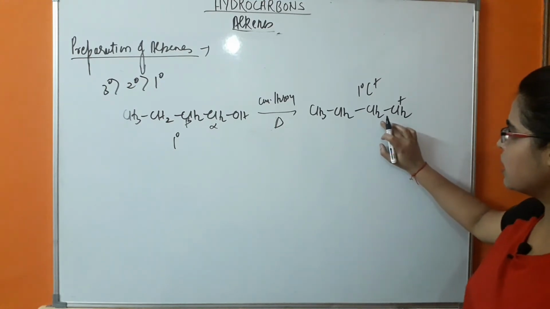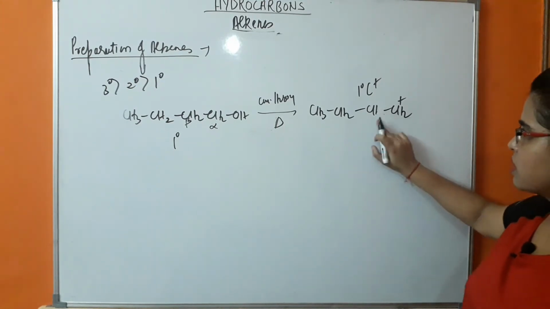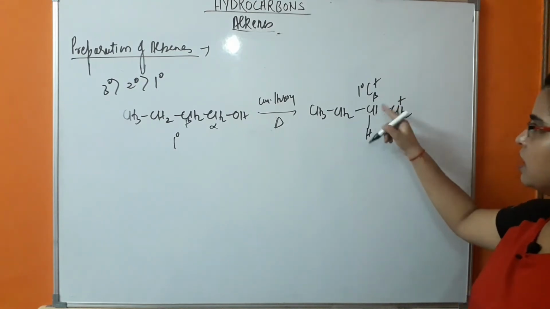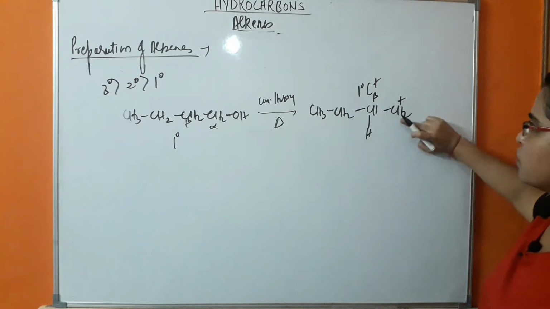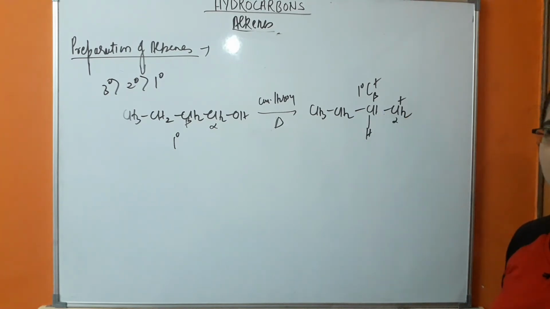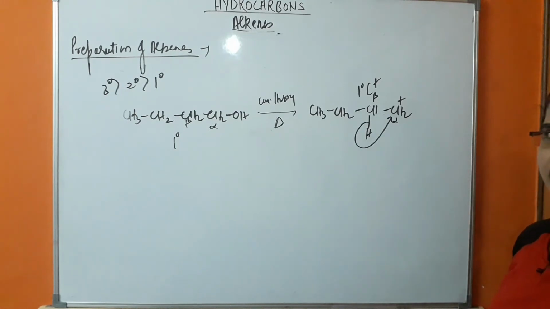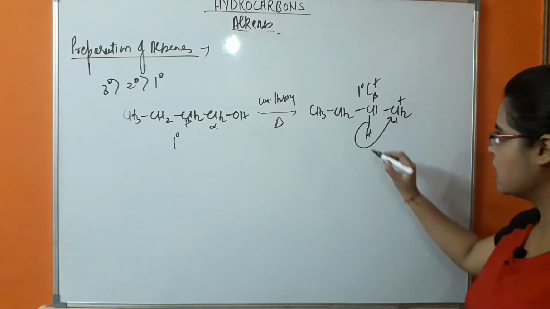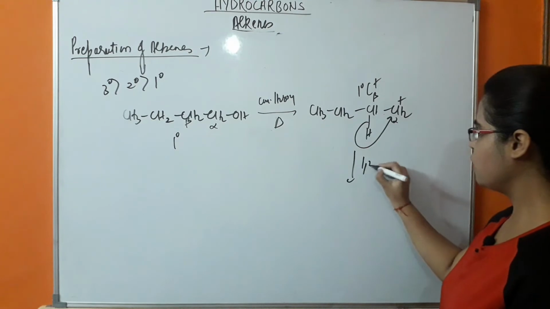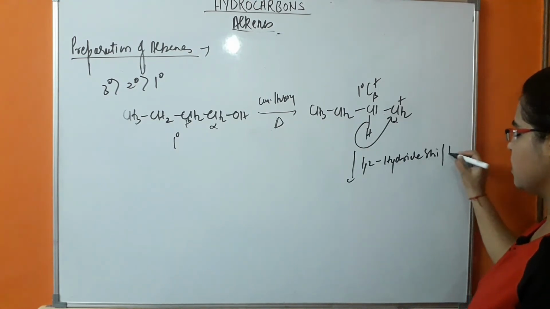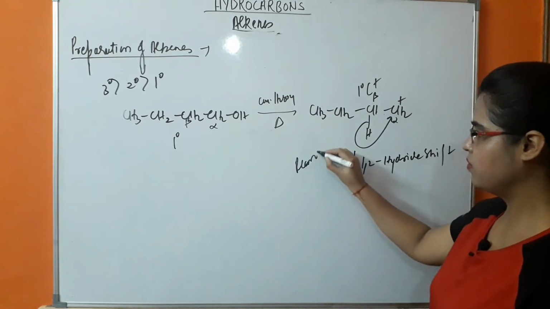So what will happen? The hydrogen of this beta carbon will be shifted towards the alpha position of carbocation. So there will be a 1,2-hydride shift. This is known as 1,2-hydride shift. This is rearrangement.